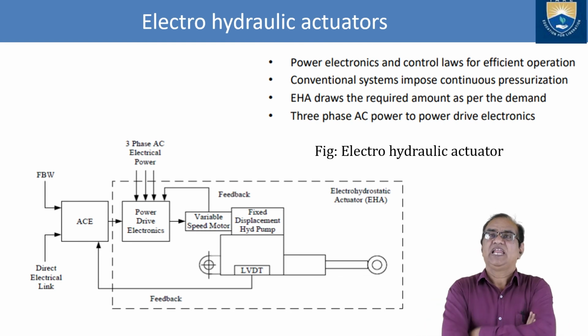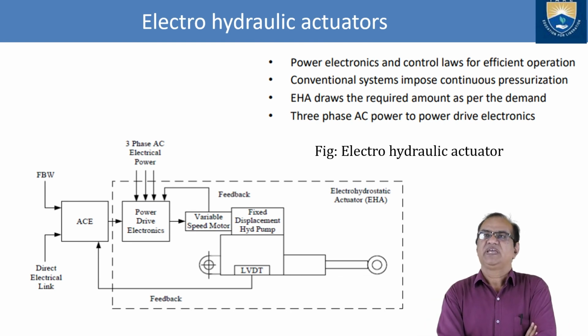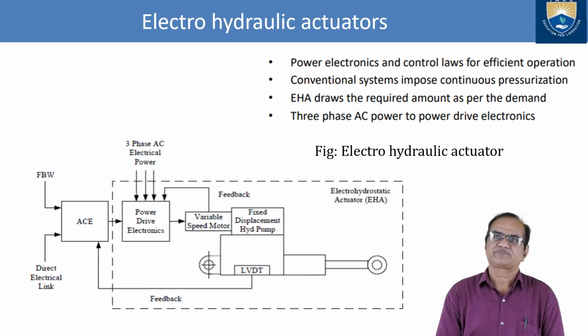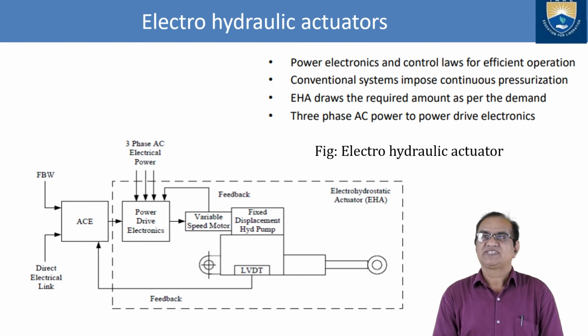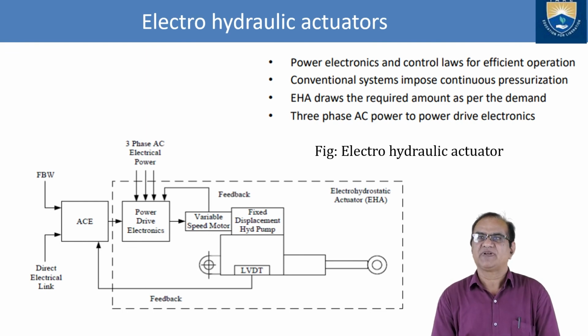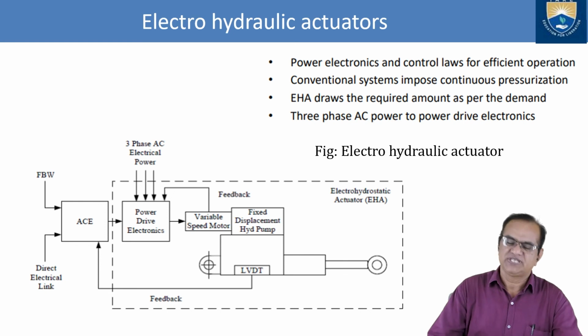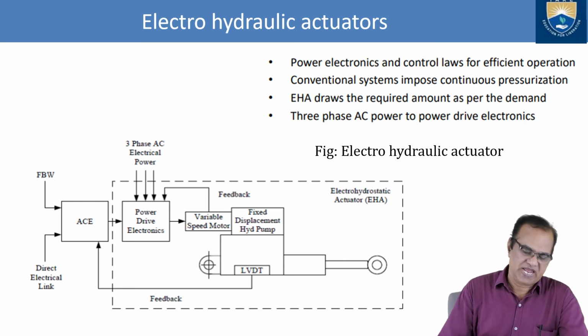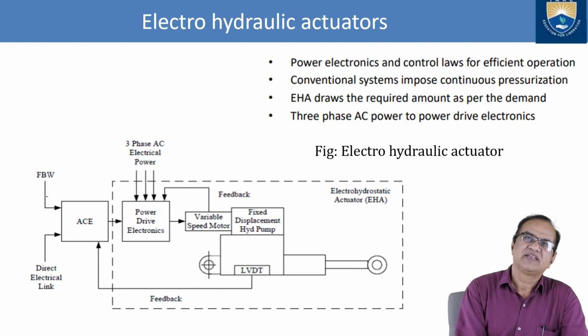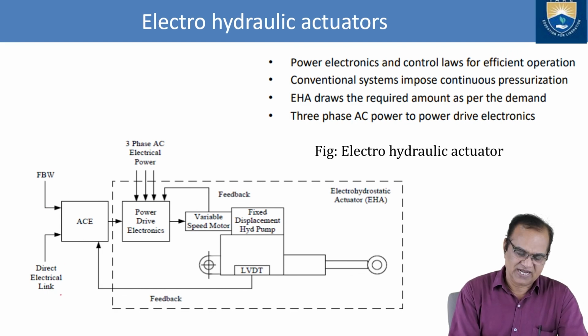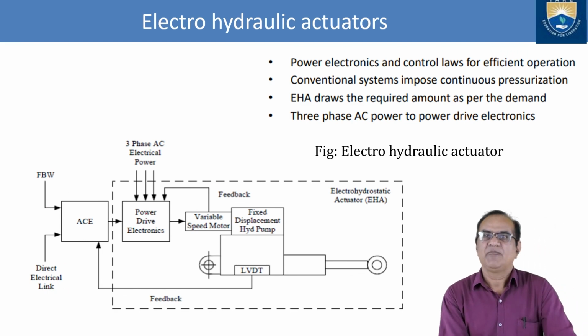Now the third one is the electro-hydraulic actuator. In this, there are power electronics and control laws for efficient operation. Conventional systems impose continuous pressurization, whereas EHA draws the required amount as per the demand. Three-phase AC power goes to the power drive electronics. So this is the system: fly-by-wire, direct electrical, three-phase AC electrical power drive.